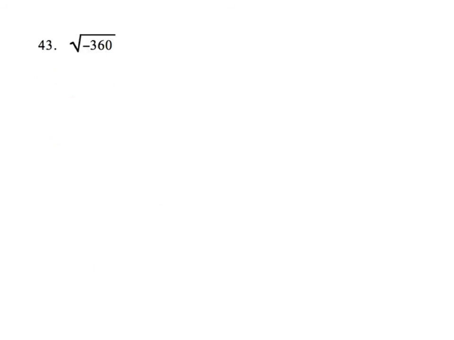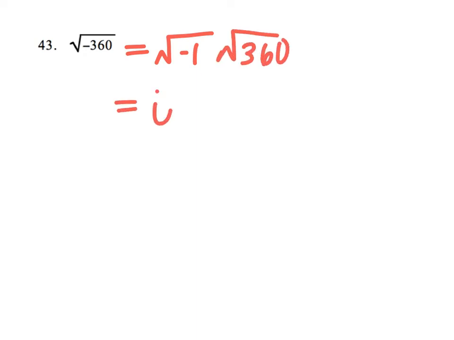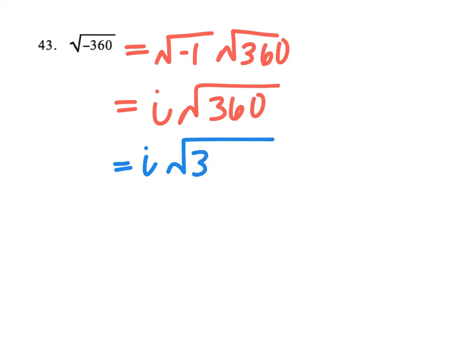All right, our next one, we have the square root of negative 360. This guy, again, is the square root of negative 1 and the square root of 360. Remember, the square root of negative 1 gives me my I, so I have I root 360. Now from here, I'm trying to find a perfect square that goes into 360. The first one that comes to mind for me is 36. So I know I, and then we have the square root of 36 times 10.